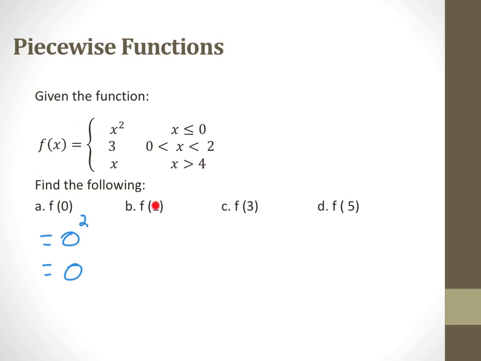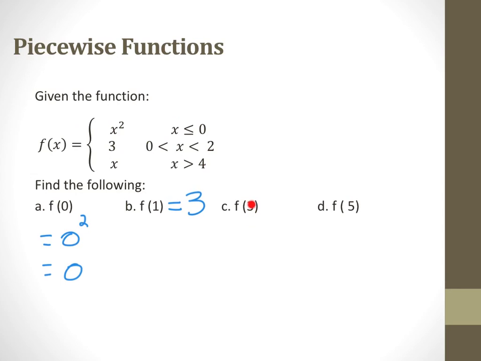For the next one, f of 1, where does 1 fall? Well, 1 is not less than or equal to 0. 1 falls in this middle interval. For the middle interval, what it's saying is that y is always 3. Regardless of the x value in here, we always get 3. So this guy is equal to 3.